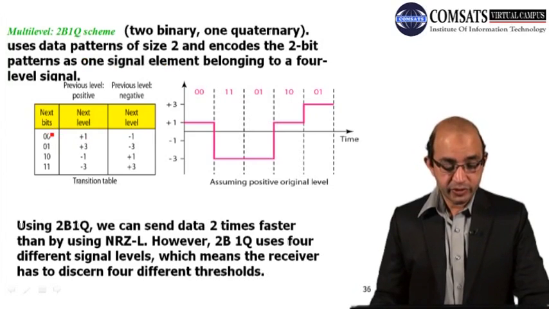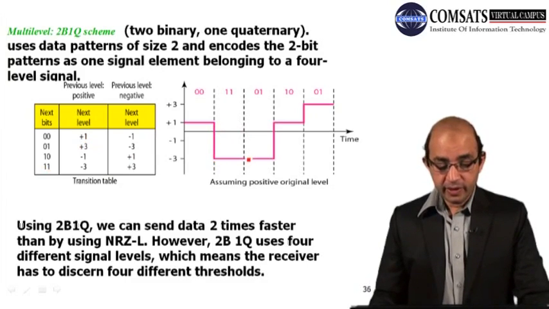Next bits: 0 0, 0 1, 1 0, 1 1. Then the next level, for previous level positive and previous level negative. If we start from 0 0, this is represented by plus 1, right? So this is plus 1, and for 1 1 we have to go for minus 3. And here you can see we have 0 1, so you can see the next level, right?